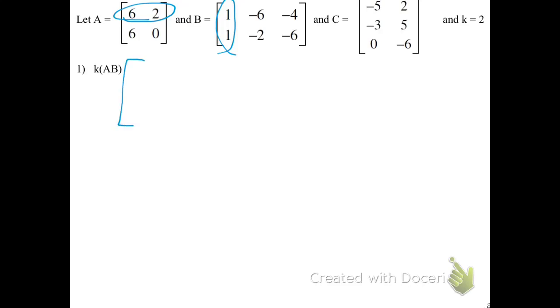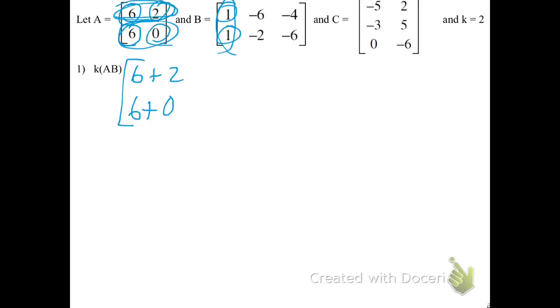So 6 times 1, right? Remember, first entries times each other. So 6 times 1 gives you 6. And then add 2 times 1. So add 2. And let's move on to the second row. So we're going to do row 1 times column 1, row 2 times column 1, and move on from there. Okay? 6 times positive 1 gives you 6. Add 0 times 1, which is 0.